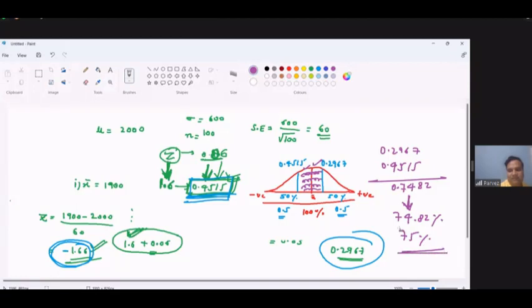So how much is the probability that you got a sample between 1900 and 2050? Almost 75%. Okay, sir. So in this question they have asked in between. That is the reason we have added both the values.